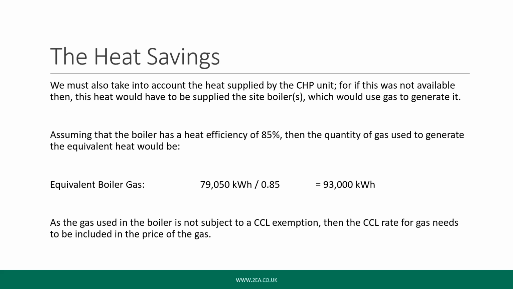Now let's look at the heat savings. We must also take into account the heat supplied by the CHP unit. For again, if this was not available, then this heat would be supplied by the site boilers, which would use gas to generate it. Assuming that the boiler efficiency is 85%, then the quantity of gas used to generate the equivalent heat would be as follows. So 93,000 kilowatts of gas would be needed to generate a similar amount of heat. As the gas used in the boiler is not subject to CCL exemption, then the CCL rate for gas needs to be included in the gas price.